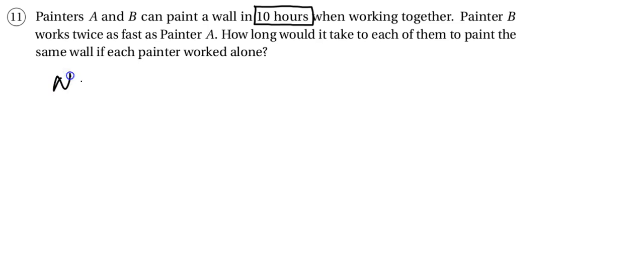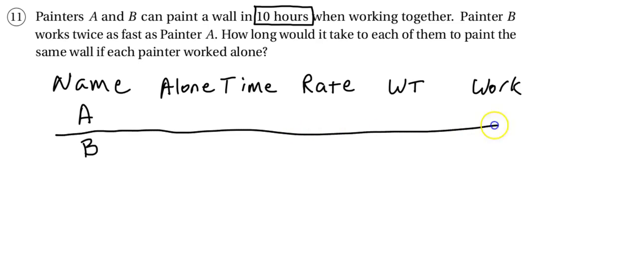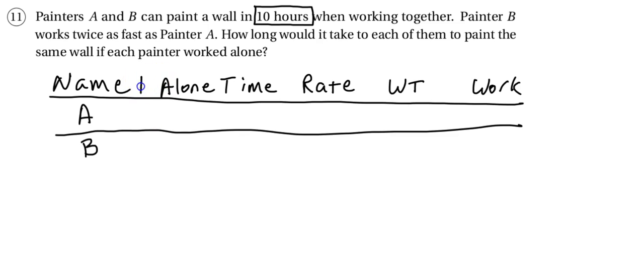So if I keep track of this, I know I'm going to need their names. I know that I'm going to need their alone time. Their alone time will also be able to tell me what their rate of work is. And then we know what their work time is. And then I know that I can get their work if I know what their rate and their work time is. So taking a look at painter A and painter B and organizing all of this, the alone time is what they're actually asking me to find.